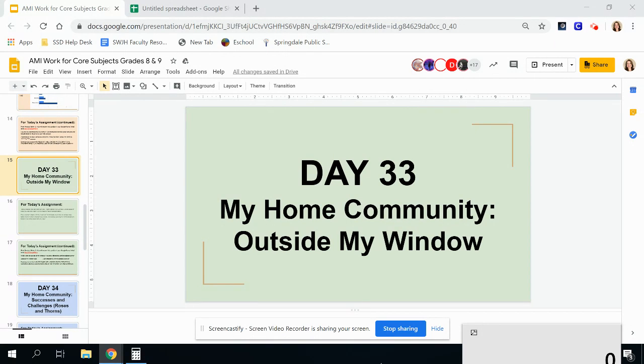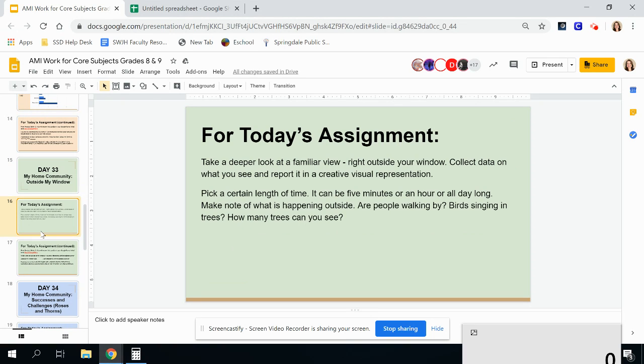I'm going to talk about AMI Day 33, my home community outside my window. For today's assignment, take a deeper look at a familiar view right outside your window. Collect data on what you see and report it in a creative visual representation. Pick a certain length of time. It could be 5 minutes or an hour or all day long. Make note of what is happening outside. Are people walking by? Birds singing in trees? How many trees can you see?